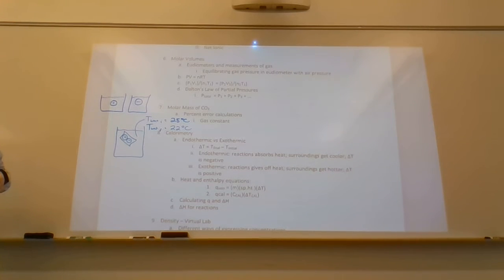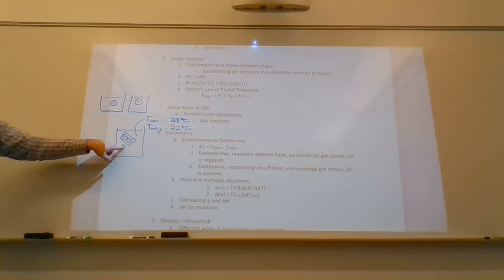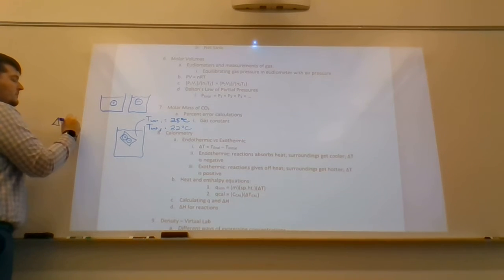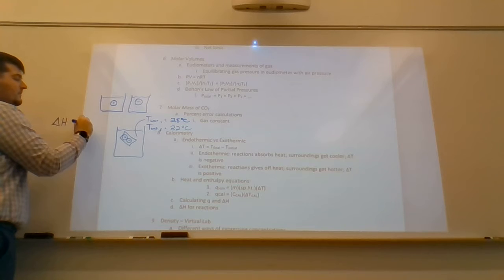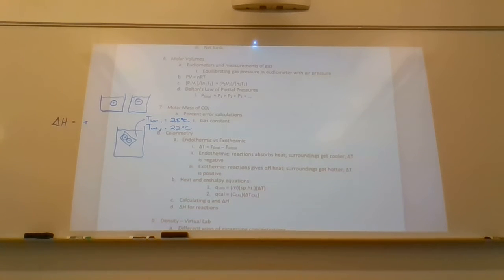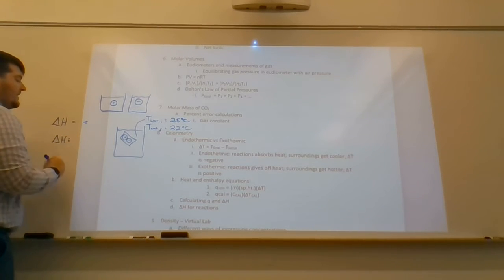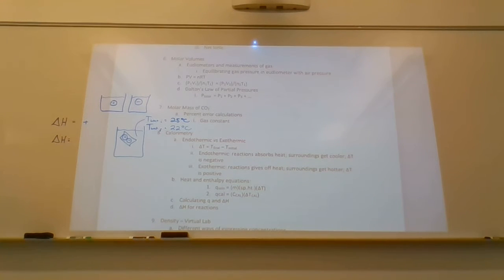Okay, the next thing to consider is, so we said that this were endothermic, right? So that means that the delta H is positive. If we wanted to do an experiment in order to calculate delta H, we could say that delta H is defined as what divided by what?